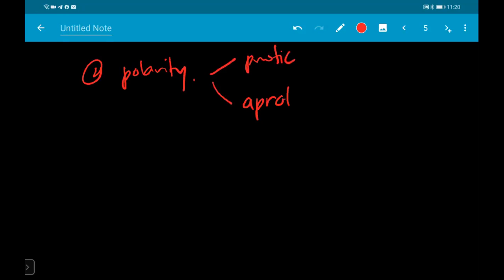Effect of what? Polarity. Effects of polarity. Okay, thank you. For the effect of polarity, there are two kinds of solvent. The first one is what we call protic. The other one is what we call aprotic.